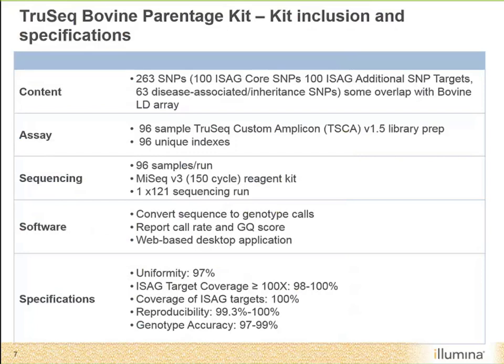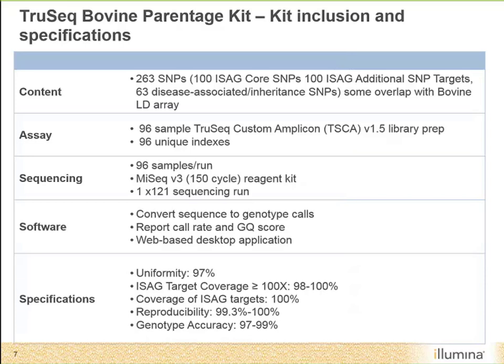With the assay, you have enough reagents to generate 96 samples or 96 libraries using our TruSeq Custom Amplicon version 1.5 library prep workflow. The kit includes 96 unique indices, which we'll be discussing later on in the talk. You have the capability of pooling all 96 samples in one MiSeq run using V3 chemistry, and the run is configured as a 1x121 run. Once the sequencing is completed, we then use our Sequence Genotyper tool to convert the sequencing data into genotyping calls. It's a web-based desktop application, and we'll be discussing that later in the talk.